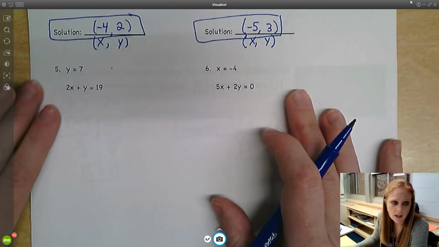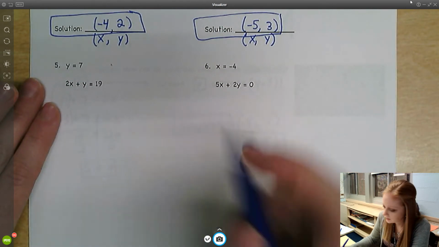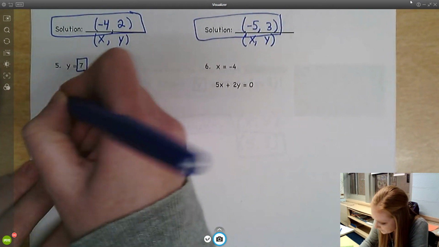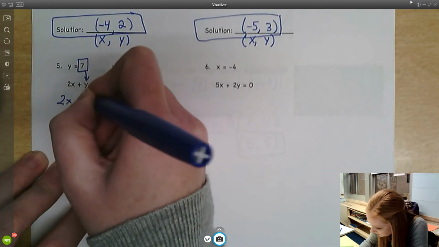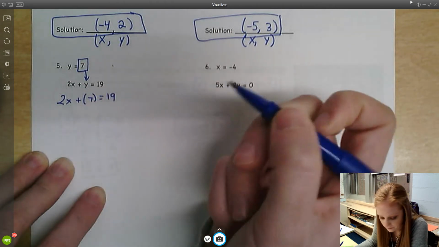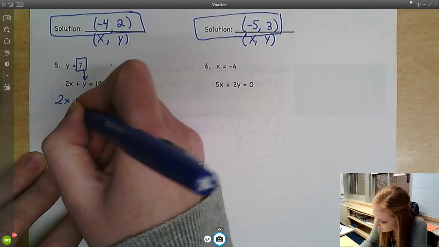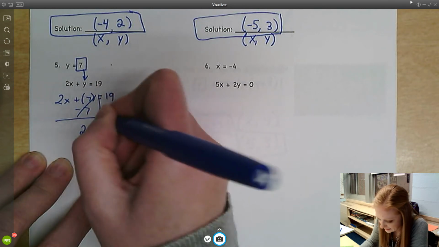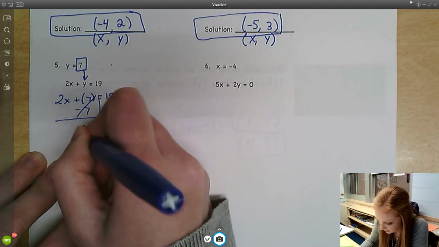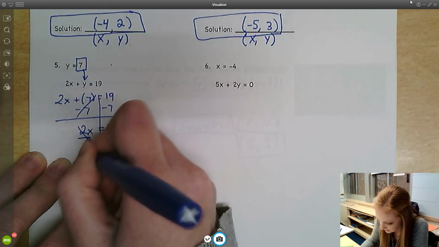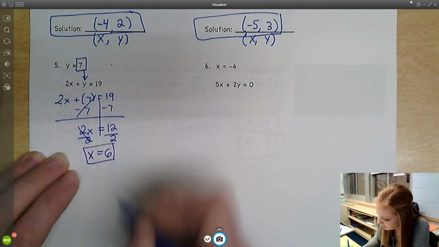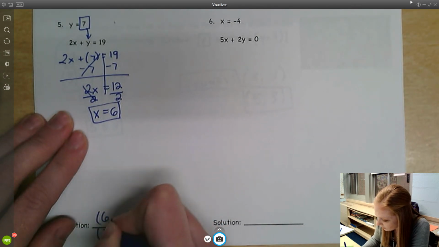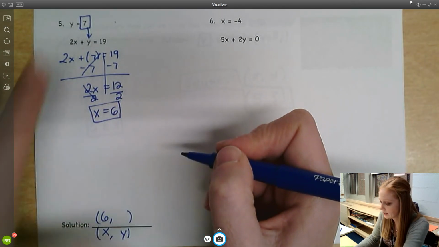All right, for number 5, y equals 7. So that means I can plug in that 7 for y. So we have 2x plus 7 equals 19. Right, now we can solve for x. Let's minus 7 on both sides. 19 minus 7 is 12. And then let's divide by 2 on both sides, and we get x equals 6. Our solution goes x comma y. We just found out that our x was 6, and we know our y is 7.